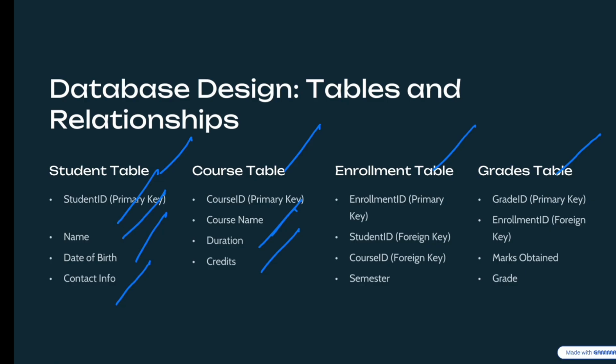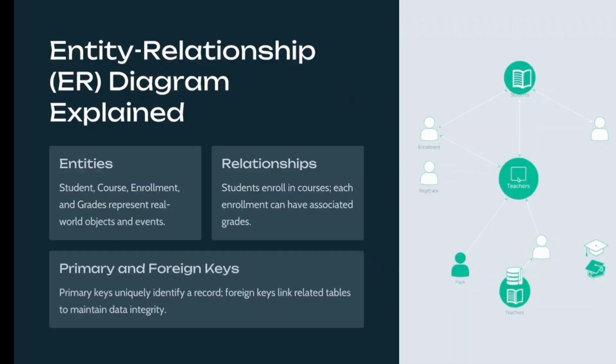Now let us see the enrollment table. The enrollment table also has a primary key, and the student ID is a foreign key. What is a foreign key? It connects related tables, like linking a student to their courses. Now let us see the grade table. The grade table stores the marks obtained and the grade. It has both a primary key and a foreign key. This is about the tables and the relationships.